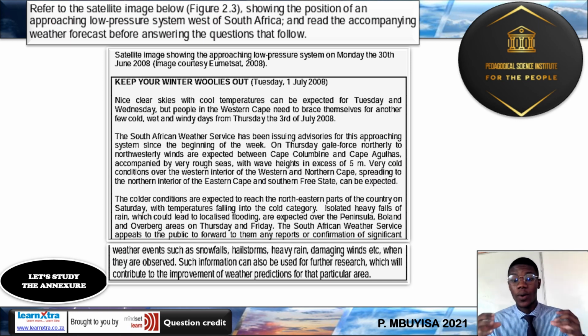So these are weather conditions, by the way, associated with this system. Now it says when they are observed, of course, they need to be reported. Such information can also be used for further research, which will contribute to the improvement of weather prediction for that particular area. So now that we're done studying the annexure, you see that this is about a mid-latitude cyclone. That is clear.